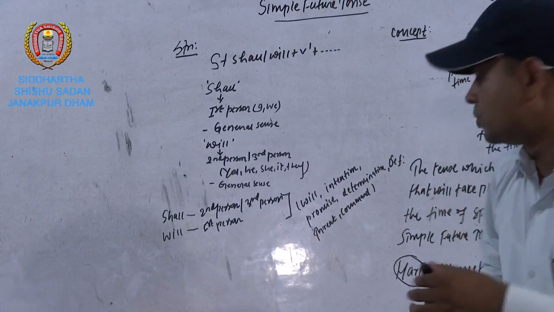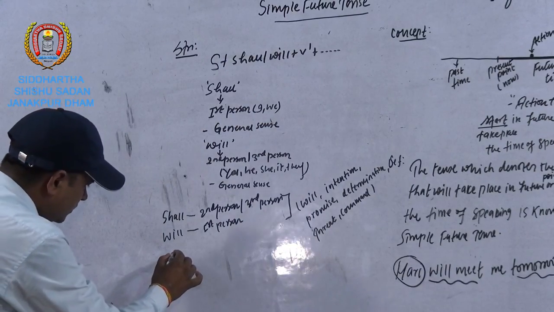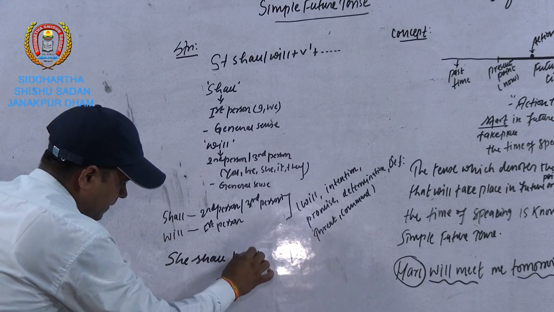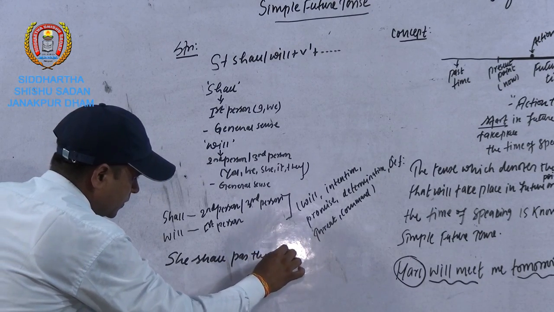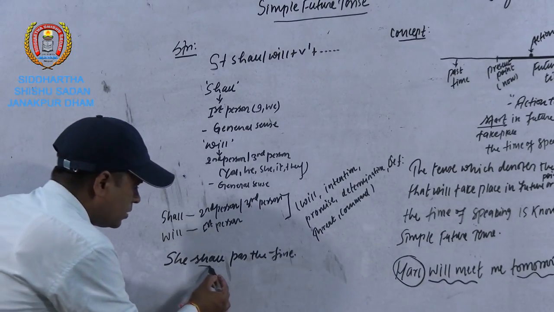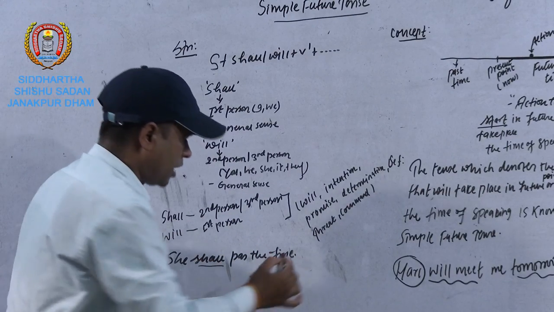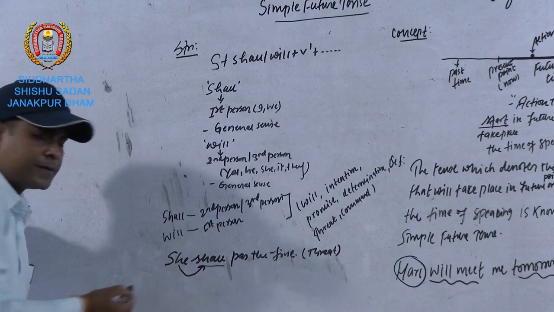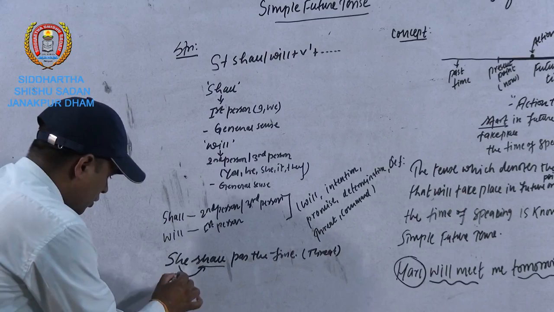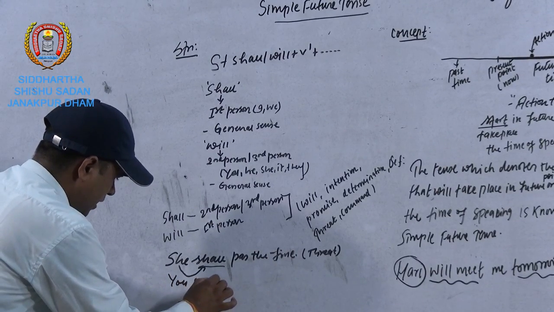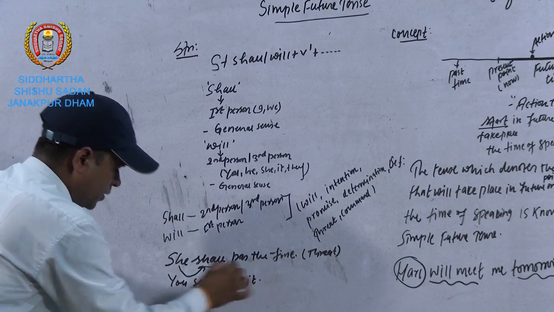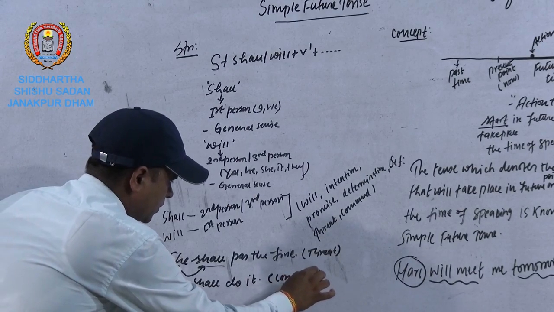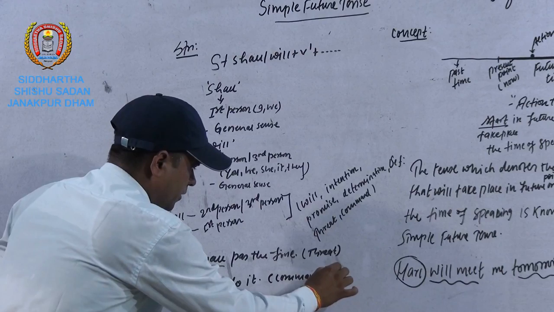And will can be used with first person too, like, see here. She shall pay the fine. It shows a threat, a warning. That's why shall is used with the third person here. See, you shall do it. It shows command. Or duty also, let's say, moral duty.